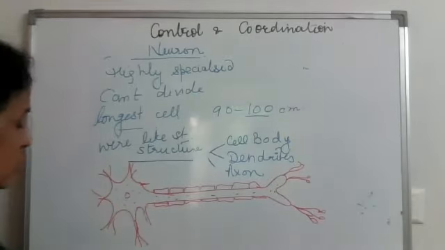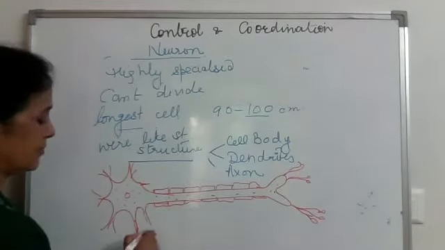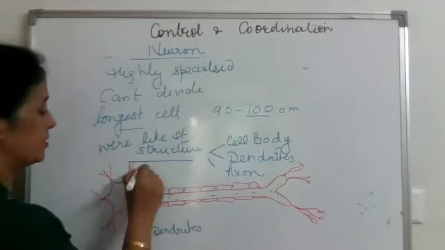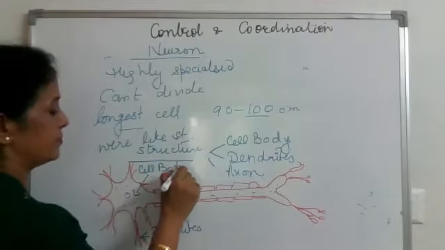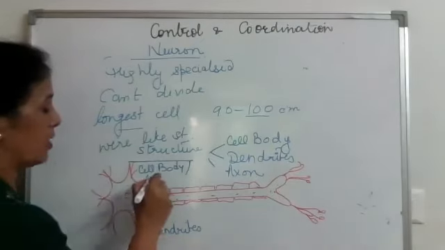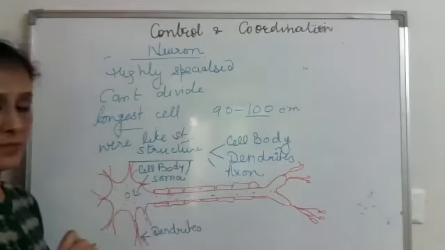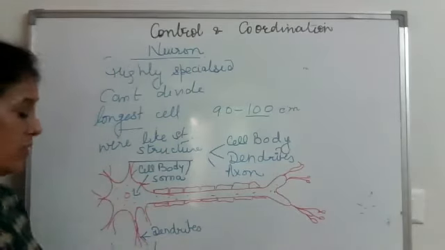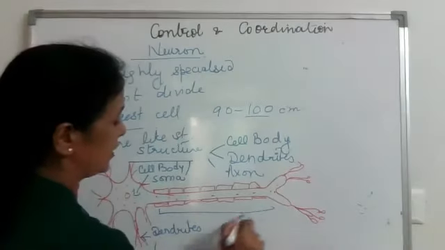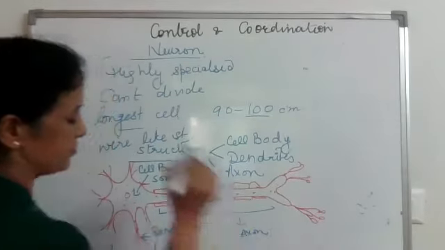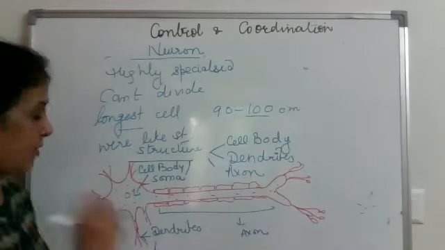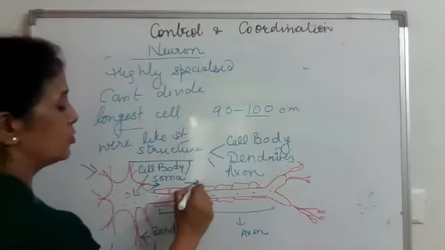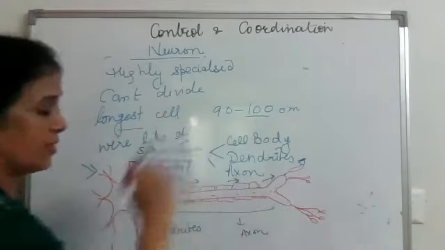Now let us label this neuron. These are dendrites. This is the cell body. This cell body is also known as soma. This entire structure is the cell body, and the thread-like structures coming out of it are known as dendrites, and this whole part is the axon. And stimuli travel from the dendrite to the cell body to the axon and to the nerve ending.